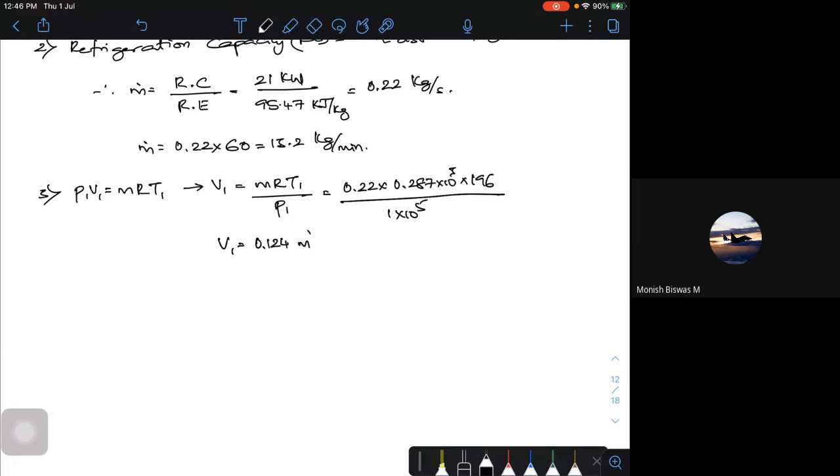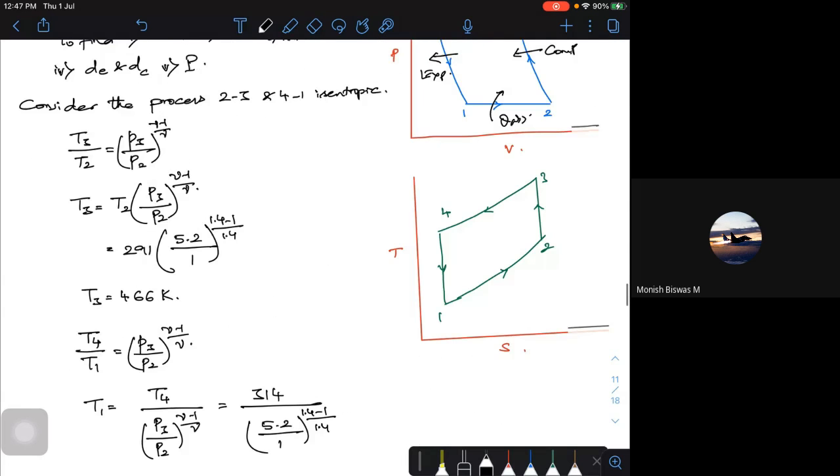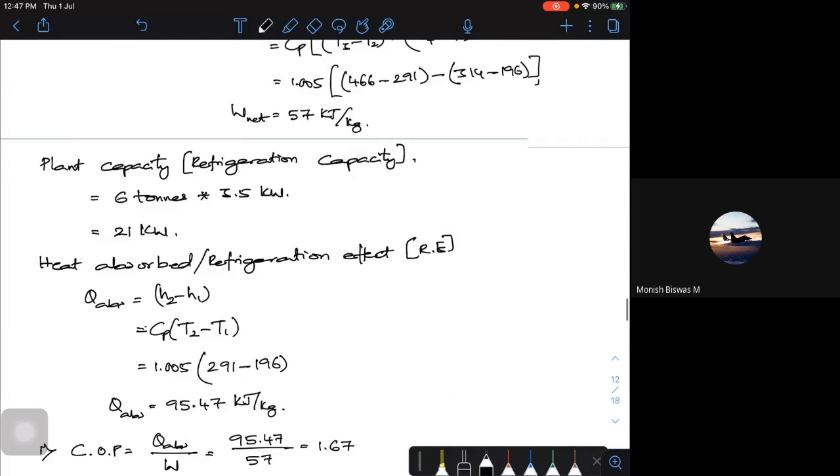0.124 meter cube per second. I'm looking at the volume at this particular point. So similarly, P2, V2, MRT2 will give the volume at this particular point. So to find that, it is for the compression.